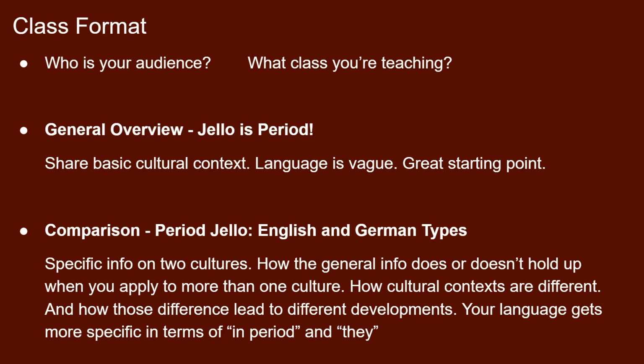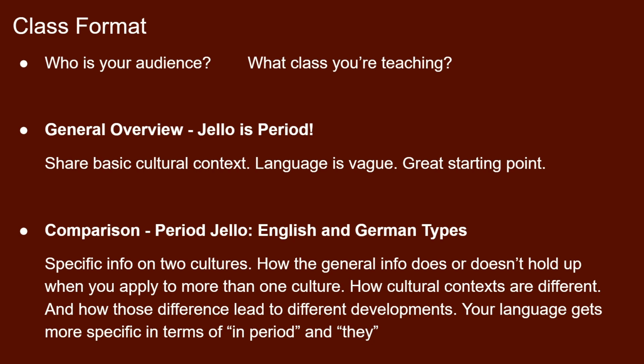A comparison is a really good way to go for newer teachers because it gives you that framework right off the bat. So period, Jello, English and German types. Okay, period is still very broad, but we've already defined it to 2 specific cultures. So automatically your language has already gotten more specific just from the title of the class. You've given yourself some framework. Hopefully you've picked the same couple of centuries for each of the cultures, otherwise you're comparing apples and oranges. But even from the outset, just how you think about doing a comparison style class, it inherently has some structure to it.